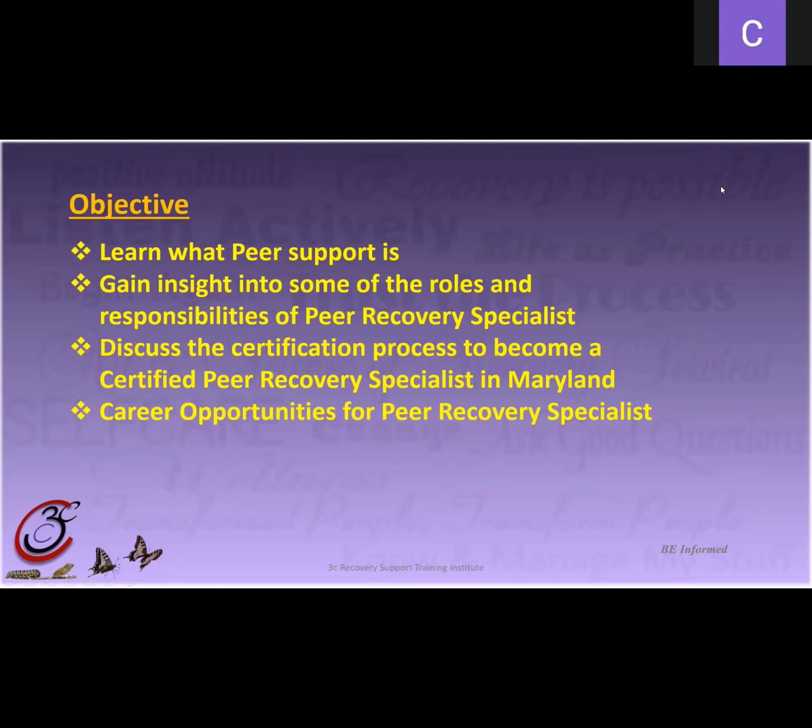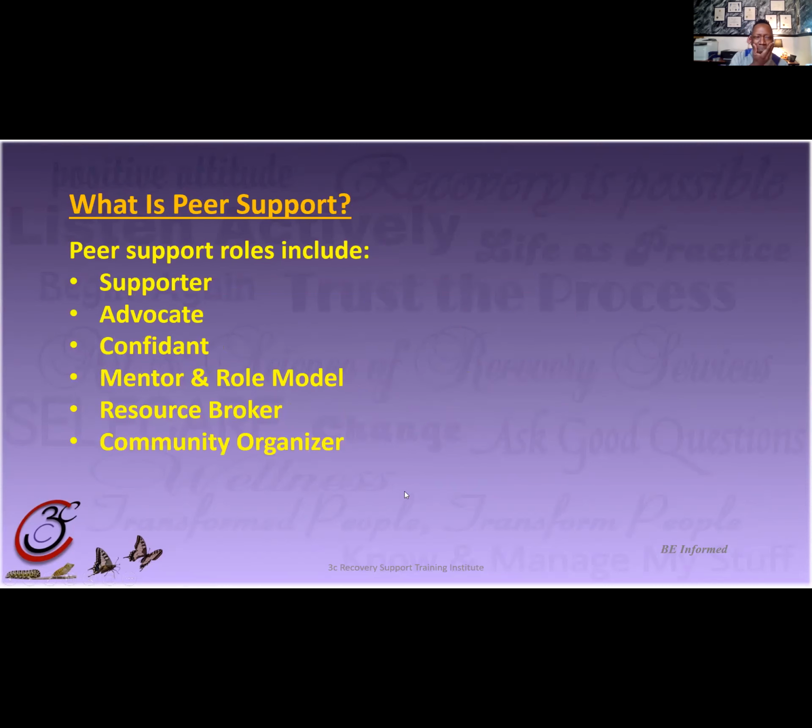we are going to talk about first, what is peer support? Then we're going to gain some insights on some of those roles and responsibilities of a peer recovery specialist. We're going to discuss the certification process, so what do you need to do in order to become credentialed? Then we'll talk about some career opportunities out there for peers. And the last thing that's not on there, we're going to leave you with some information on how to get signed up for various trainings happening throughout the state.